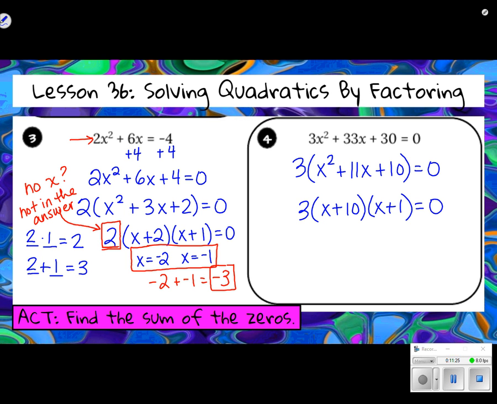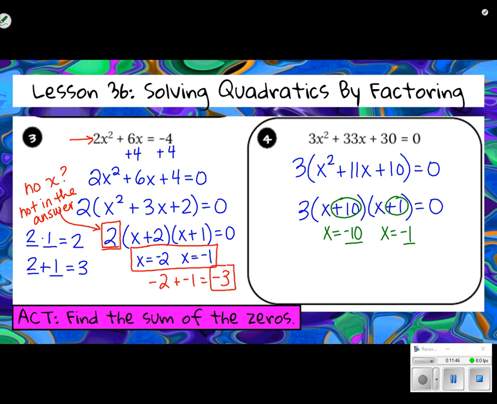All right, remember 3 is a part of the factoring answer, but it's not a part of the zeros answer. So if x plus 10 equals 0, x would equal negative 10. If x plus 1 equals 0, x would equal negative 1. Remember, we're just looking at the opposite. I see positive 10, my answer is a negative 10. I see positive 1, my answer is a negative 1.